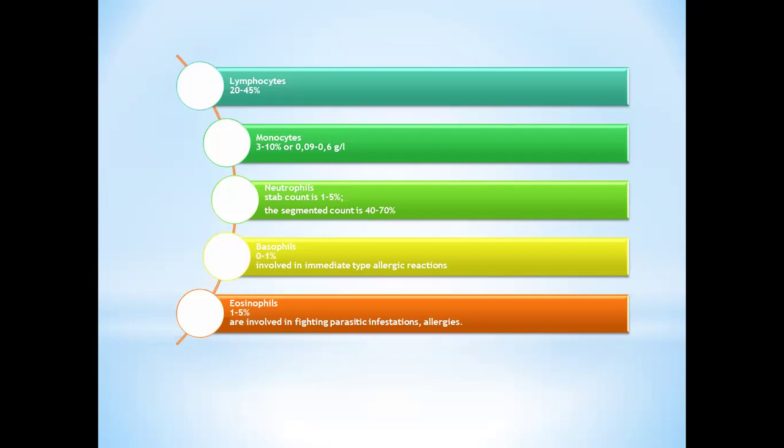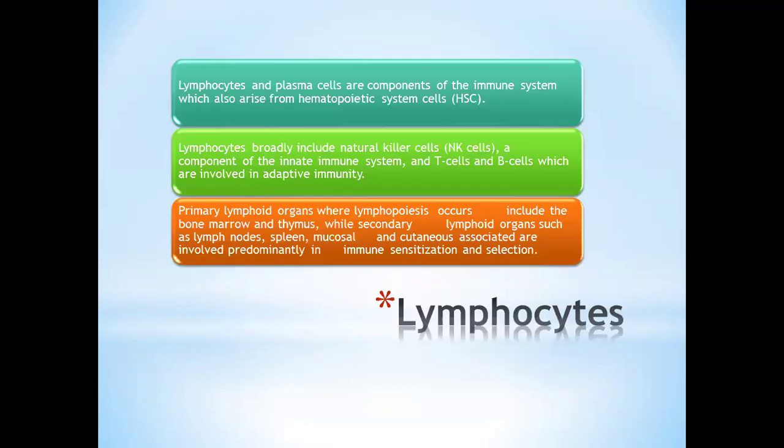Basophils, normal from 0 to 1%, are involved in immediate type allergic reactions. Eosinophils, from 1 to 5% normal, are involved in fighting parasitic infestations and allergies.